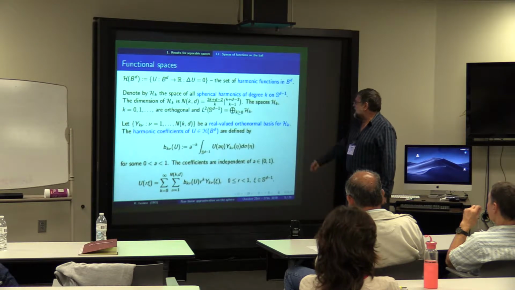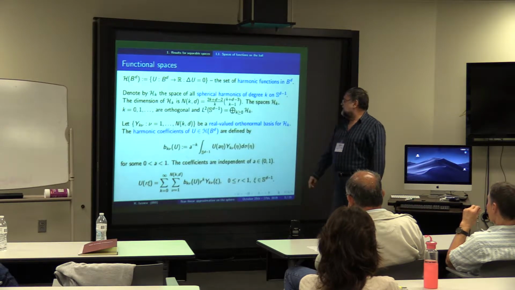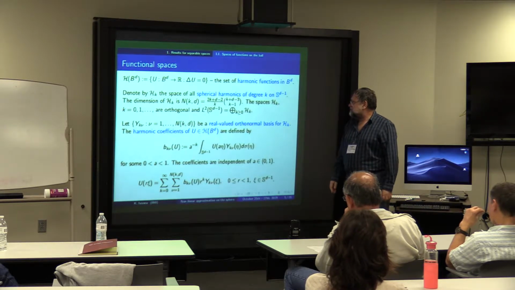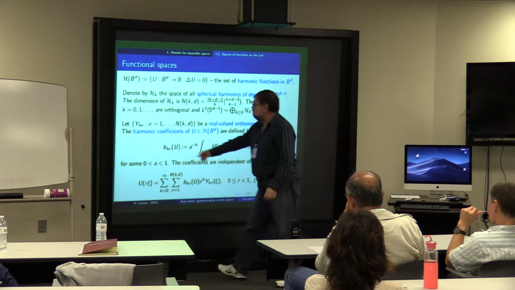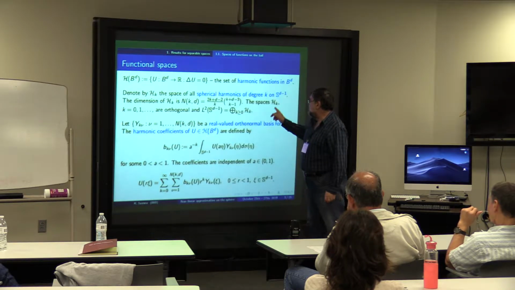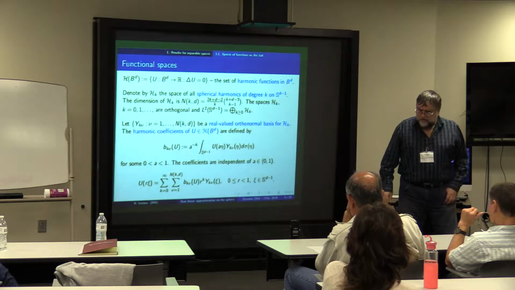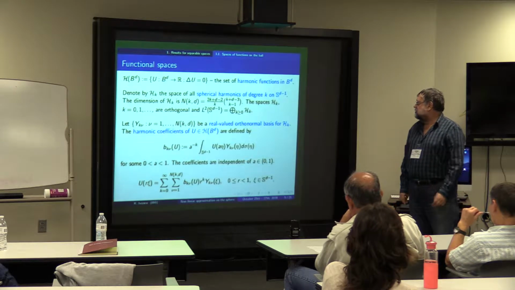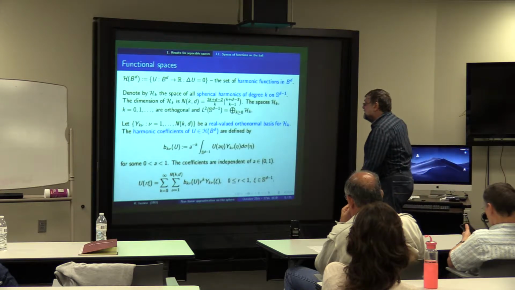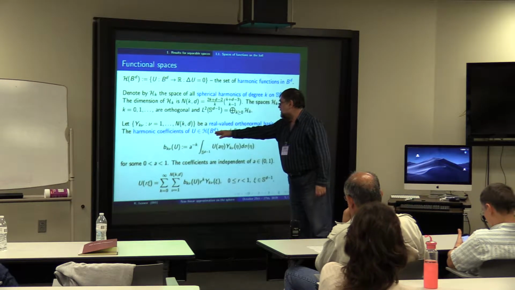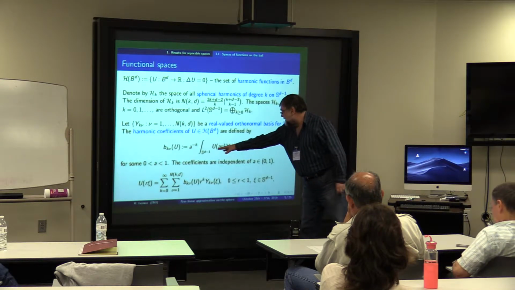In every such space H_k of spherical harmonics, we can take a real-valued orthonormal basis, denoted here by Y_{k,nu}. k is the same as here for H_k, and nu is the number inside. It doesn't matter in what manner you have defined this orthonormal basis. Any ordering will do the same job. So, the harmonic coefficients of any function u, which is harmonic in the unit ball, can be defined in this manner.